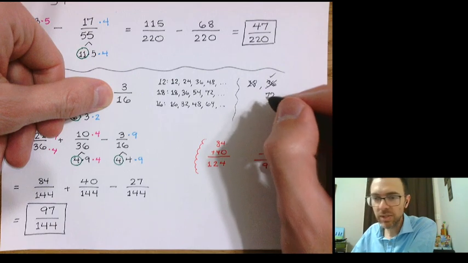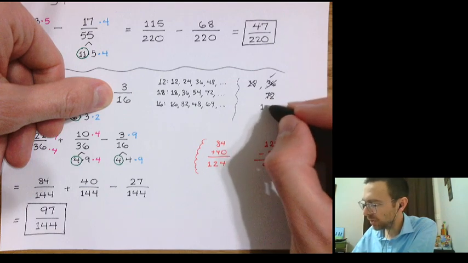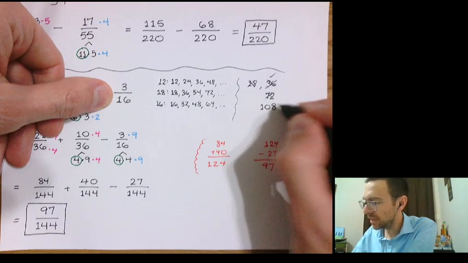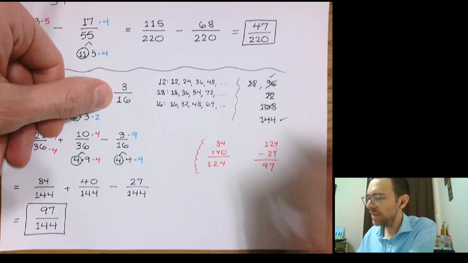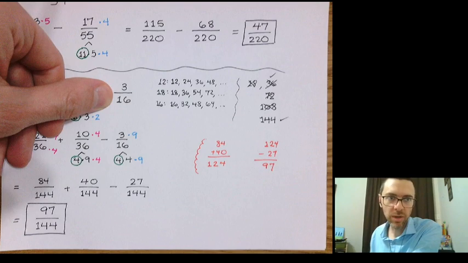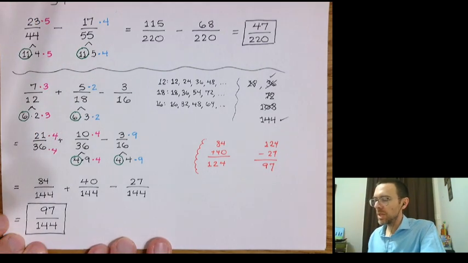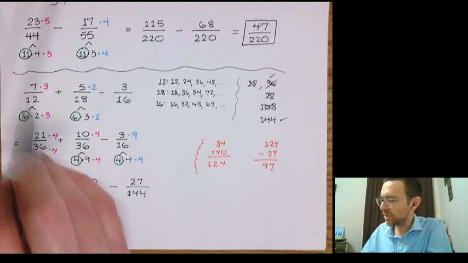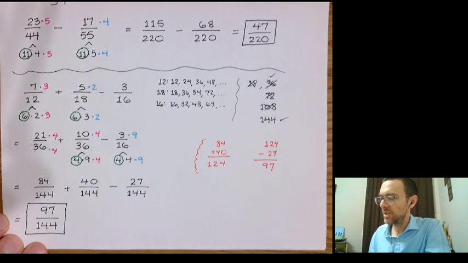72. Does 16 go into 72 evenly? No. The next multiple of 36 is 108. That doesn't work. And then you get to 144, and finally you would get to a common denominator, a common multiple for all of those. So you would have to figure out, okay, 12 goes into 144 how many times, and do the same thing for 18 and 16. But it doesn't really matter what you do, the LCD is going to be 144. Okay.